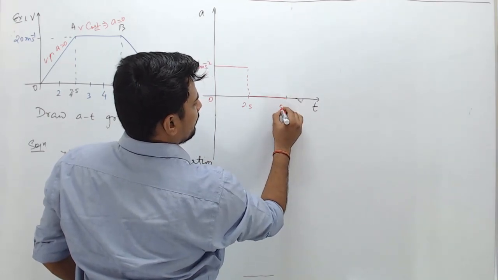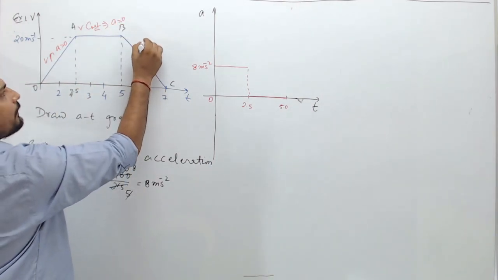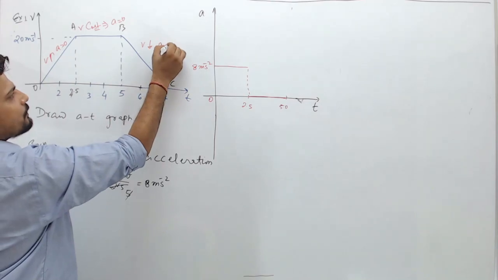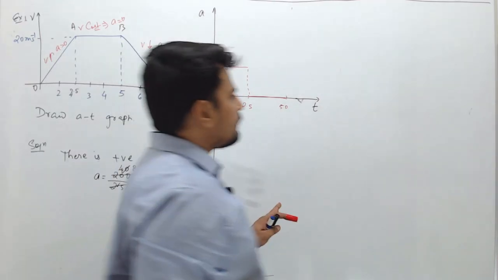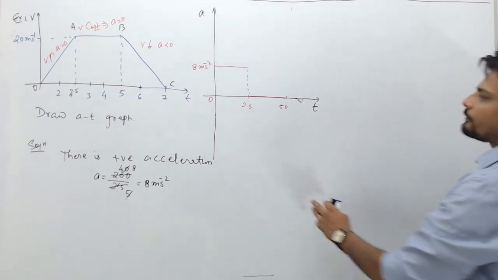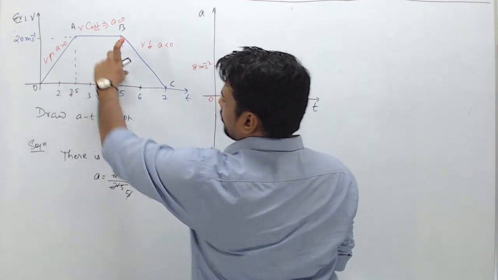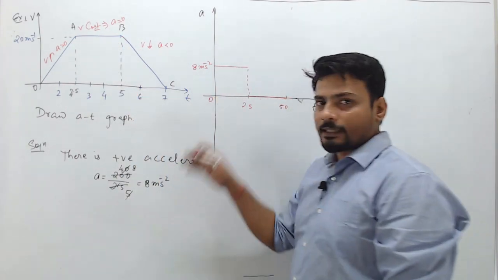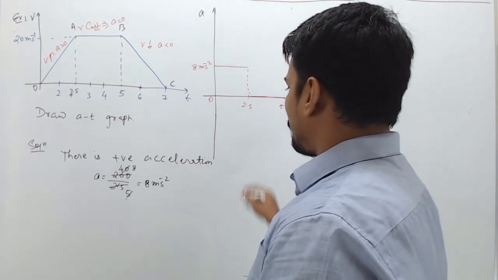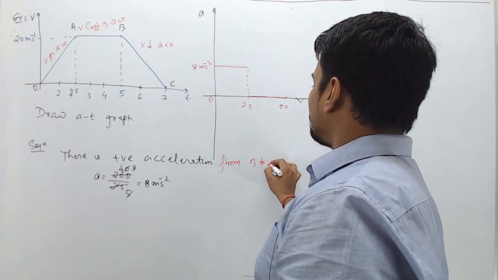So this is your 5 second. Acceleration has to be 0. From B to C, the velocity is decreasing. That means we should have a negative acceleration, as simple as that. Since the velocity is decreasing, the acceleration should be negative, isn't it? How much? As simple as that. 20 slope upon, this is how much? 2. Since it's a negative acceleration, so you can write from B to C.